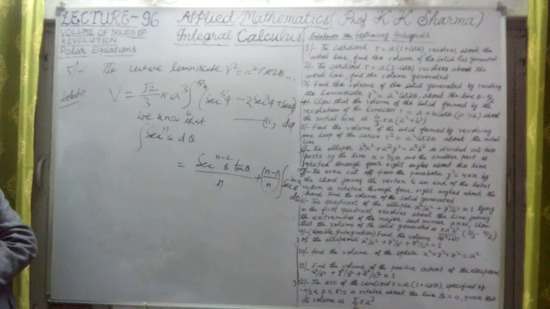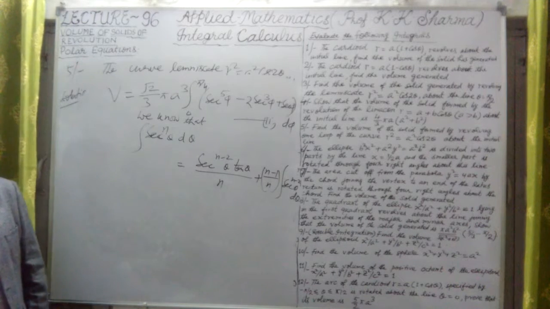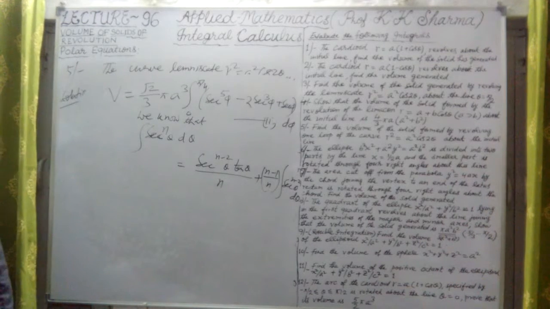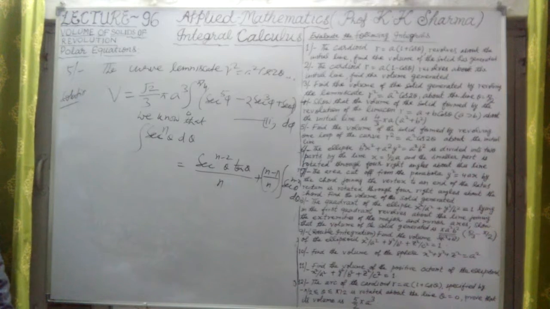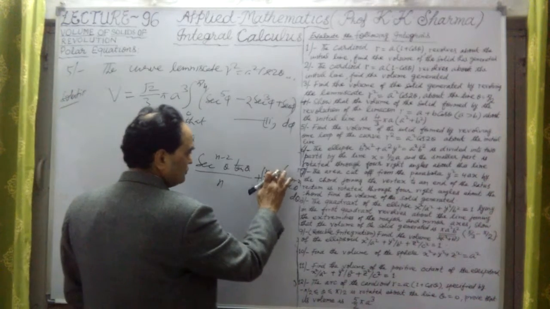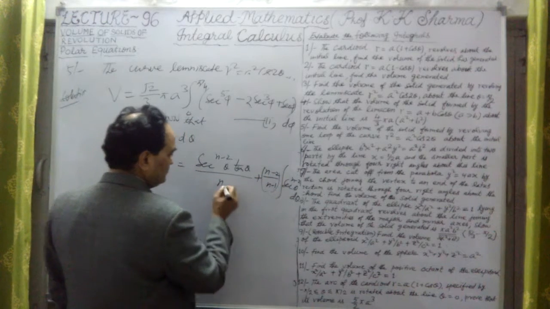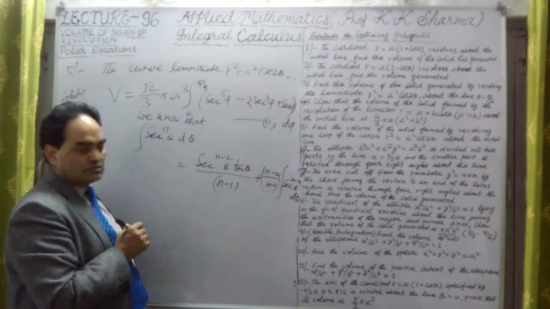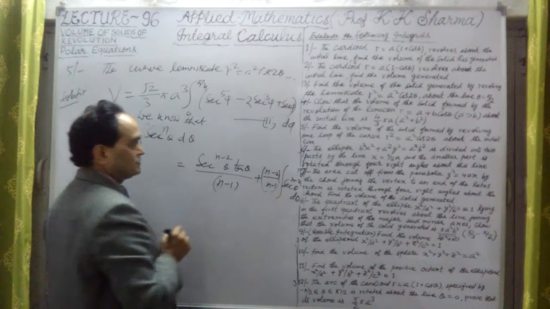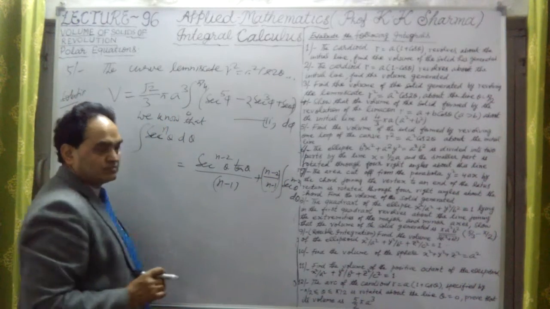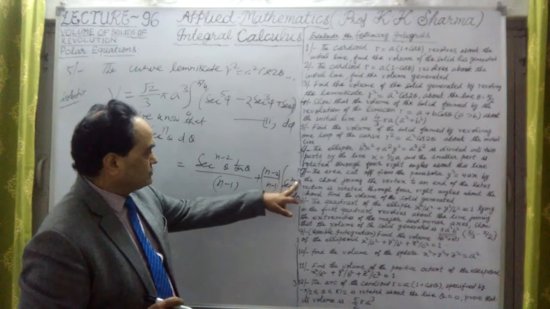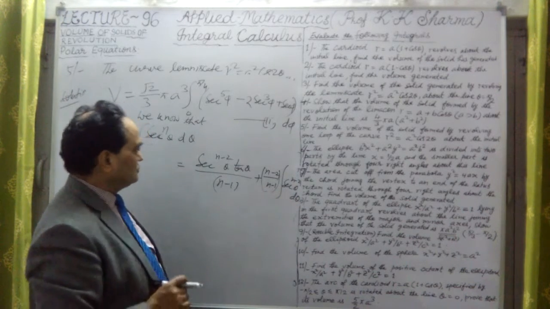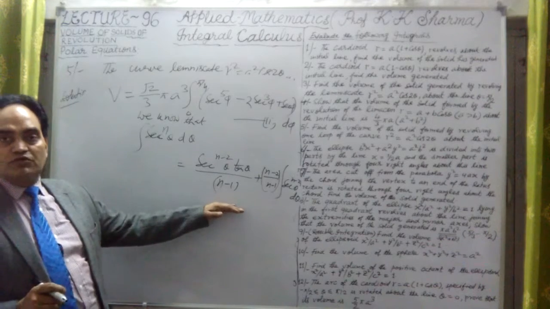This is the shorter formula, or reduction formula, we know. In the denominator we have n minus 1. In the numerator we have n minus 2 upon n minus 1. So this is the formula which we have to apply. Here the power is n minus 2. This is the reduction formula of secant.